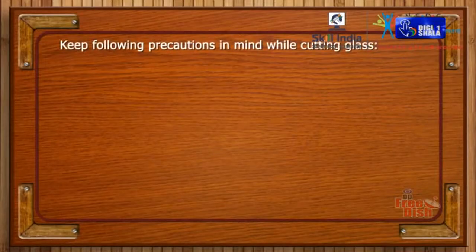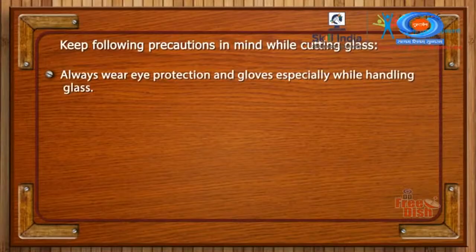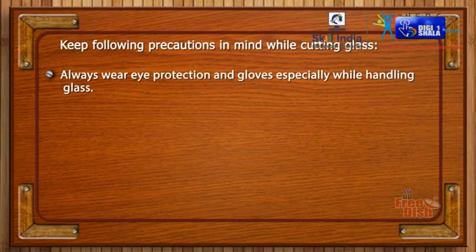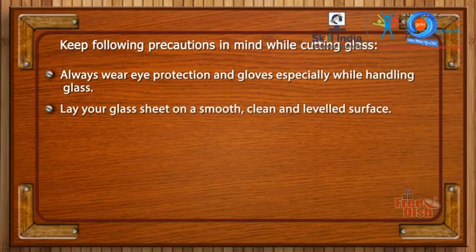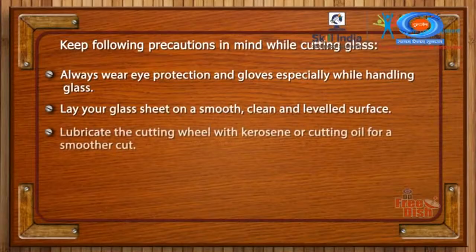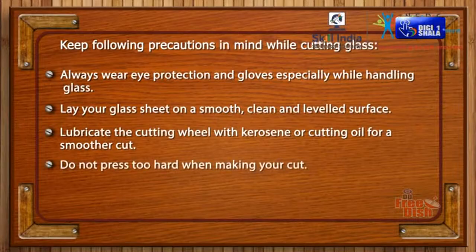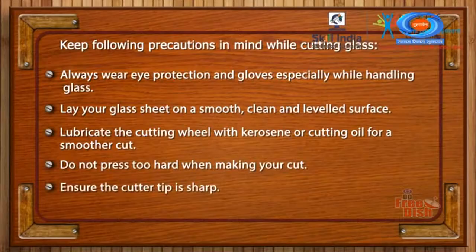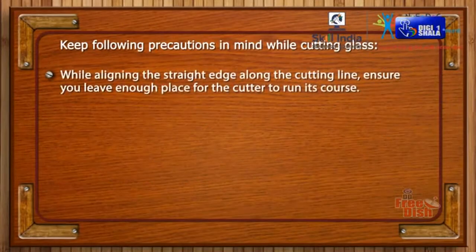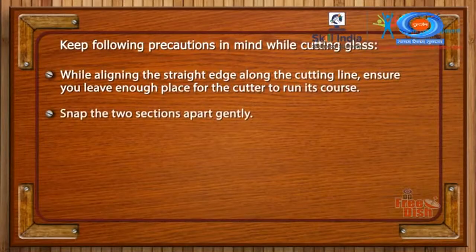Keep the following precautions in mind while cutting glass. Always wear eye protection and gloves, especially while handling glass. Lay your glass on a smooth, clean and level surface. Lubricate the cutting wheel with kerosene or cutting oil for a smoother cut. Do not press too hard when making your cut. Ensure the cutter tip is sharp. While aligning the straight edge along the cutting line, ensure you leave enough space for the cutter to run its course. Snap the two sections apart gently.